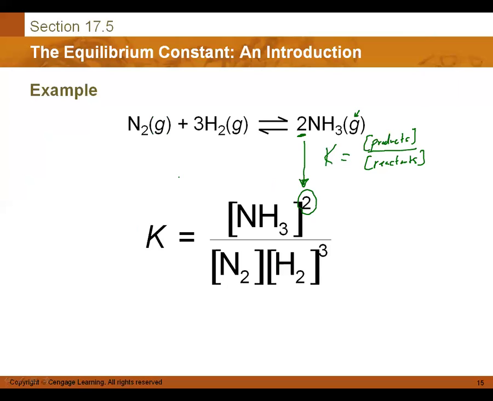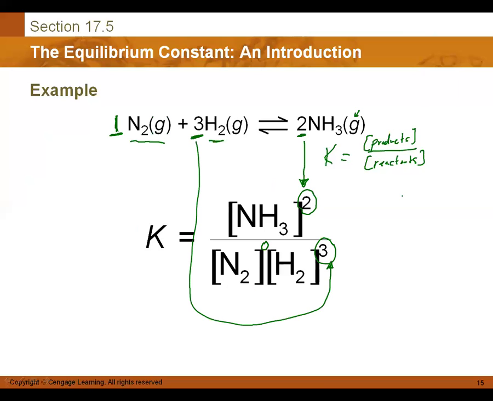Divided by our reactants. So our first reactant is N2. The coefficient here is 1, which is why we don't see a number here. It's just assumed to be 1. Times the concentration of our H2. The coefficient here is a 3, and that is what the 3 is for here. So that's basically what the 3 is for.